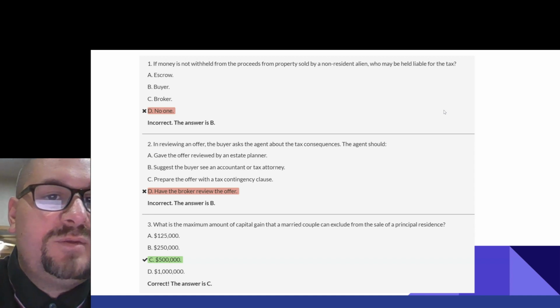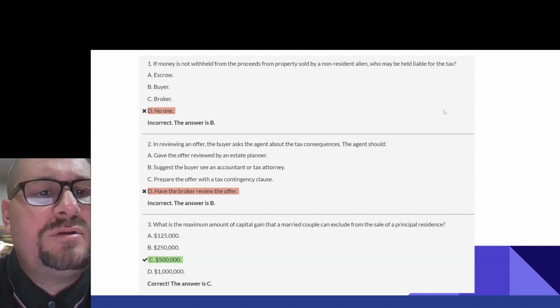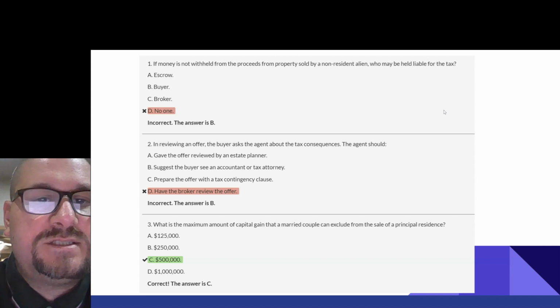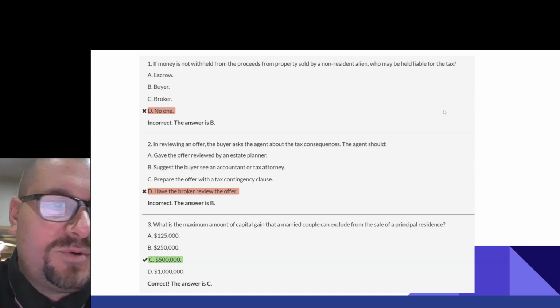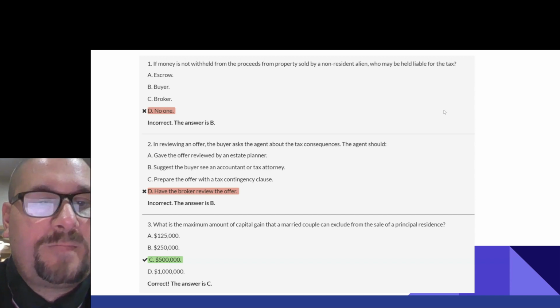So, have the offer reviewed by an estate planner? No. Prepare the offer with a tax contingency clause? No. Have the broker review the offer? No.